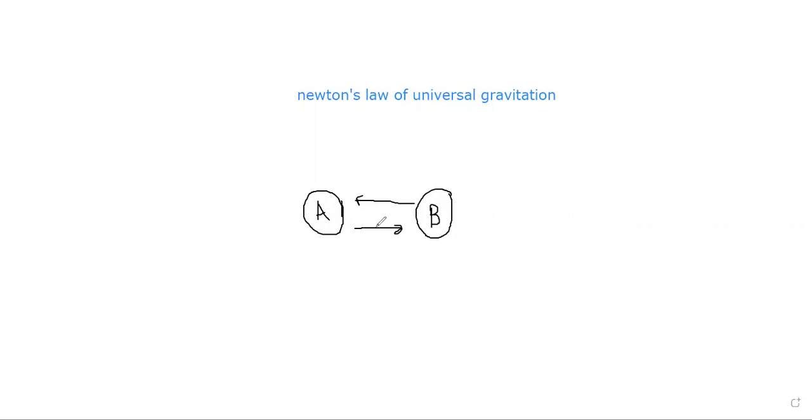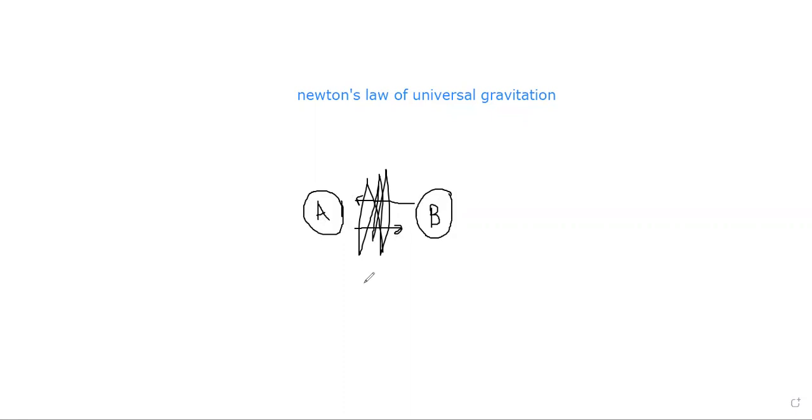It states that this mass is going to apply a force on this mass, and this mass is going to apply a force on this mass. That force can either be attractive or repulsive, depending on the situation. And what that means is that the force in between the two masses is going to be directly proportional to the product of the masses.